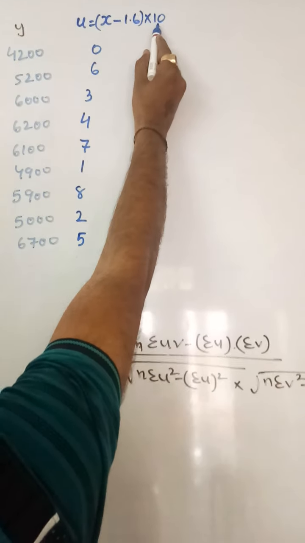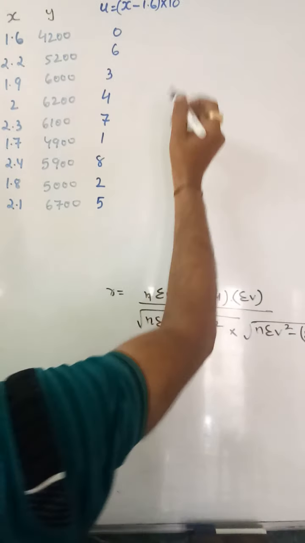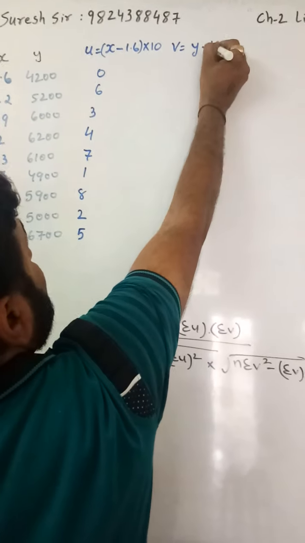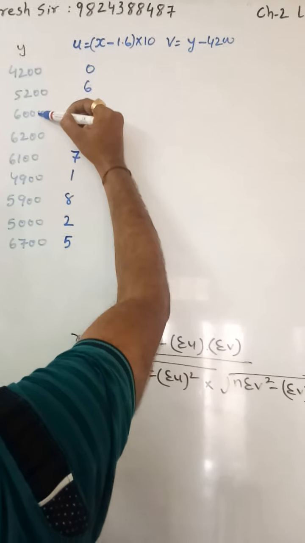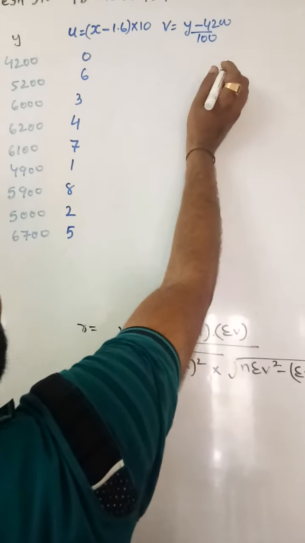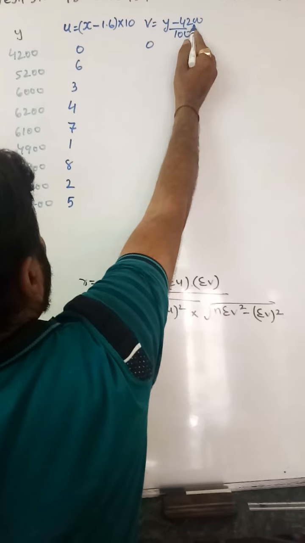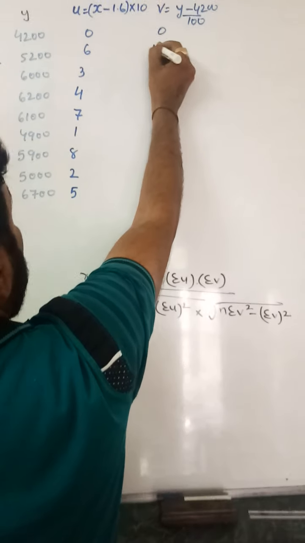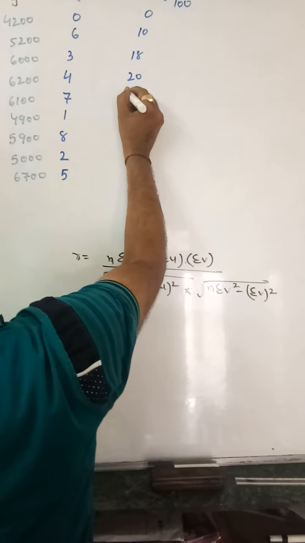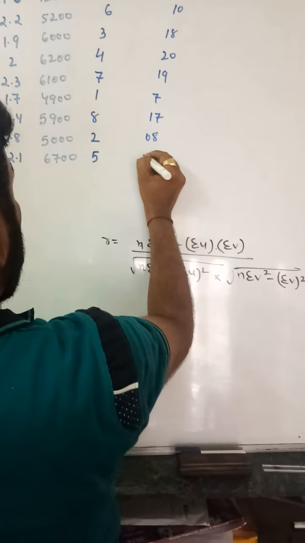So if all the numbers are in point, then multiplying by 10 will make it easy to calculate. Now v is equal to y minus the smaller number, as per the same rule. See, all the numbers are divisible by 100 because two zeros are common, so also divide, it will be easy for calculation. 4200 minus 4200, 0. 5200 minus 4200, 1000, divide by 100, 10. In the same way, we will get the values 18, 20, 19, 7, 17, 8 and 25.